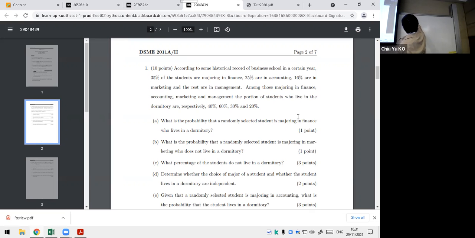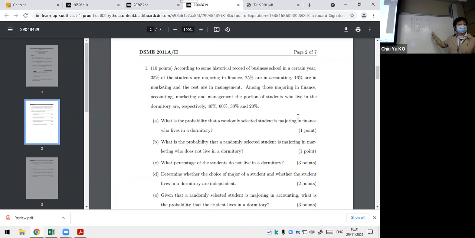So basically, the probability of a random student being in finance is 0.35. The probability of accounting is 0.25. The probability of marketing is 0.16. The rest is management. And this school only has four majors, right? So 1 minus the above three gives you the answer.